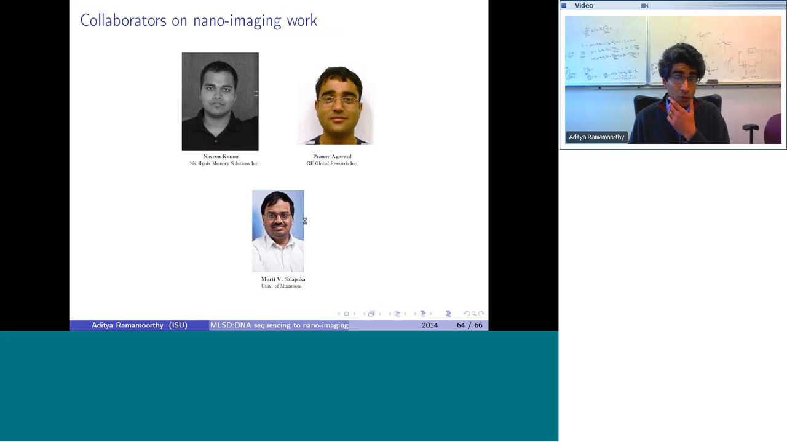Naveen Kumar was a former student of mine who now works in the Bay Area, and Pranav Agarwal was a student at the University of Minnesota, and Murthy Salapaka is a faculty member at the University of Minnesota. So they were the collaborators on the nano-imaging work.